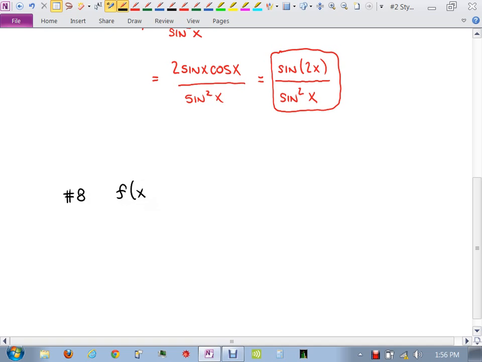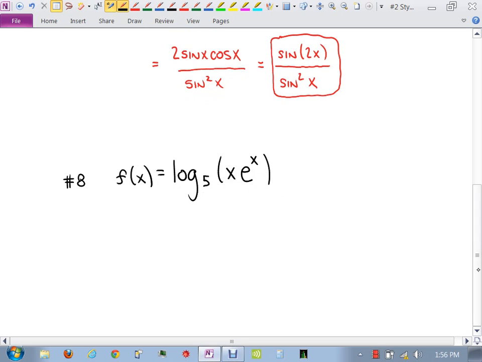So f of x equals log base 5 of x times e to the x. All right, so we have chain rule here, right? We have log base 5 of junk. The junk inside is a what? It's going to turn out to be a what when we take its derivative? That's right, product. It's x times e to the x, right? So that's going to be a product rule.